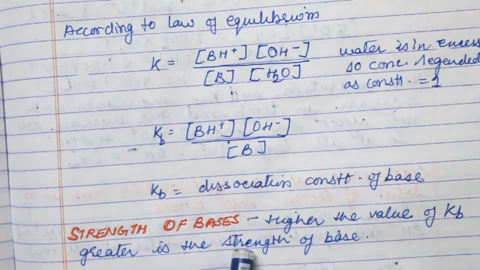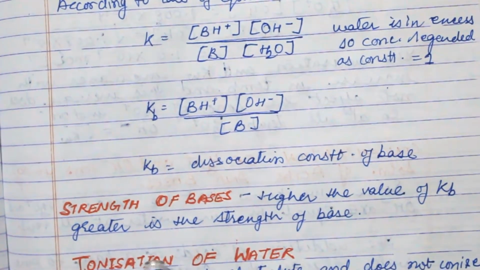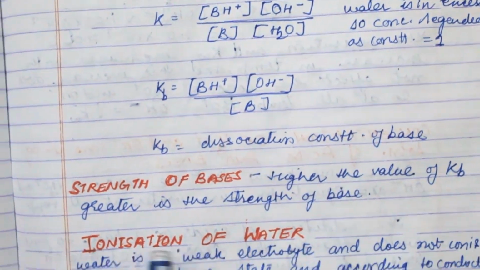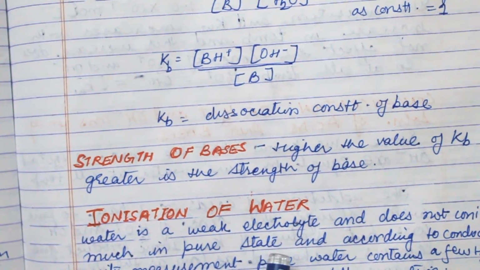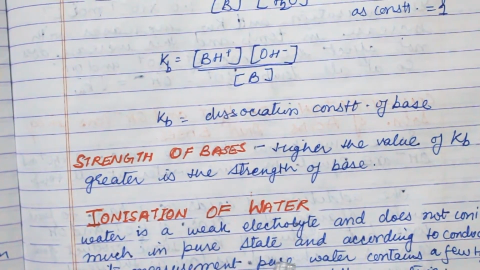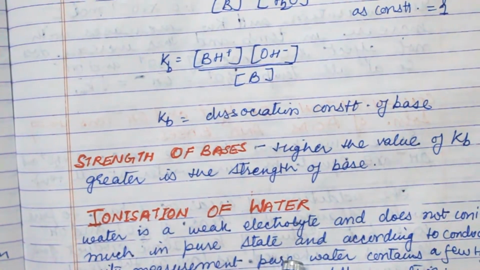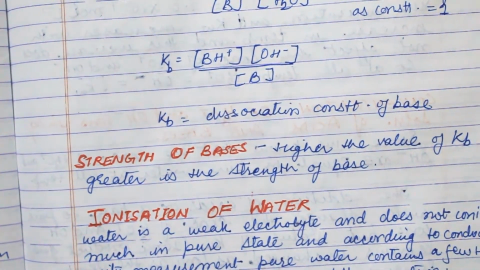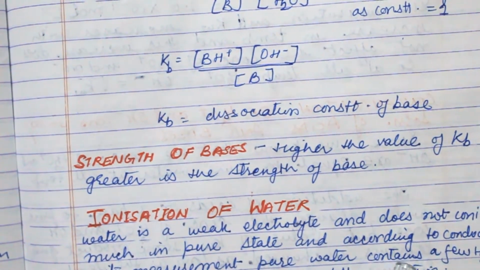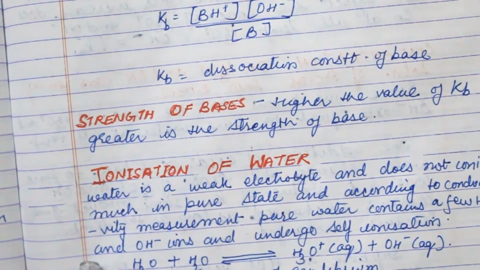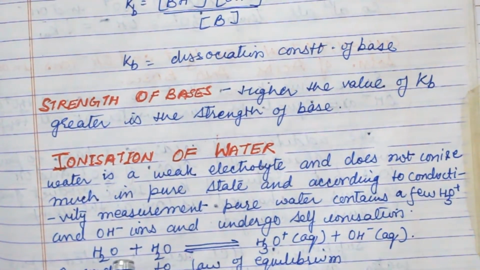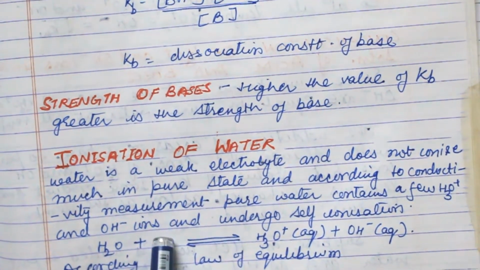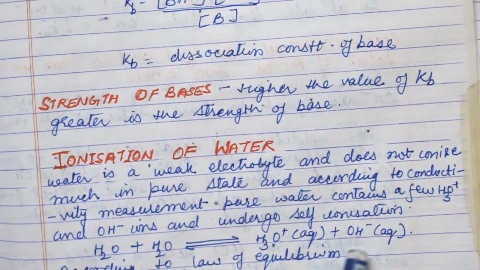Now come to the strength of a base. The higher the value of Kb, the greater the strength of the base. Now, ionization of water. Water is a weak electrolyte. Weak electrolyte means it dissociates into weak ions and does not ionize much in the pure state. According to conductivity measurement, pure water contains a few hydronium ions and OH ions and undergoes self-ionization. That is, when water reacts with water, it forms a hydronium ion and an OH ion.